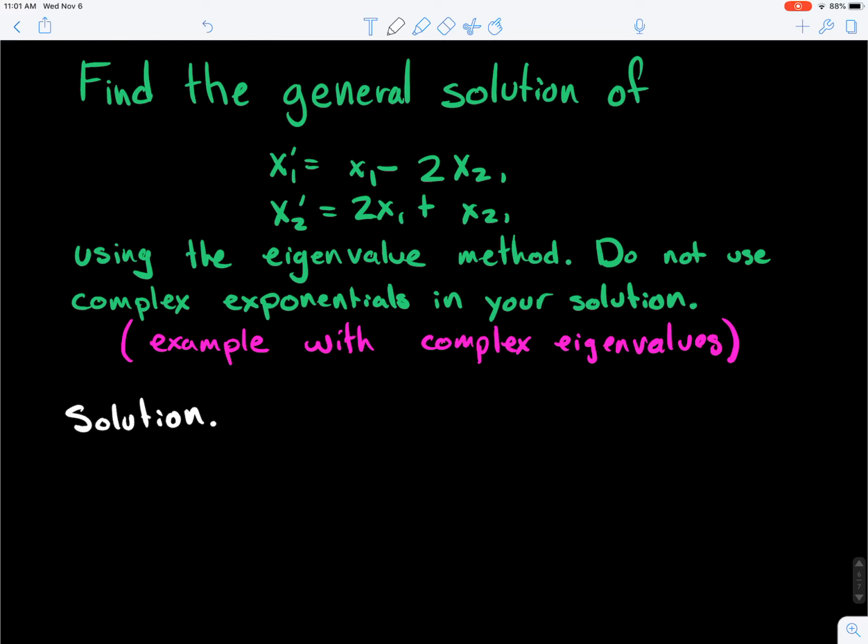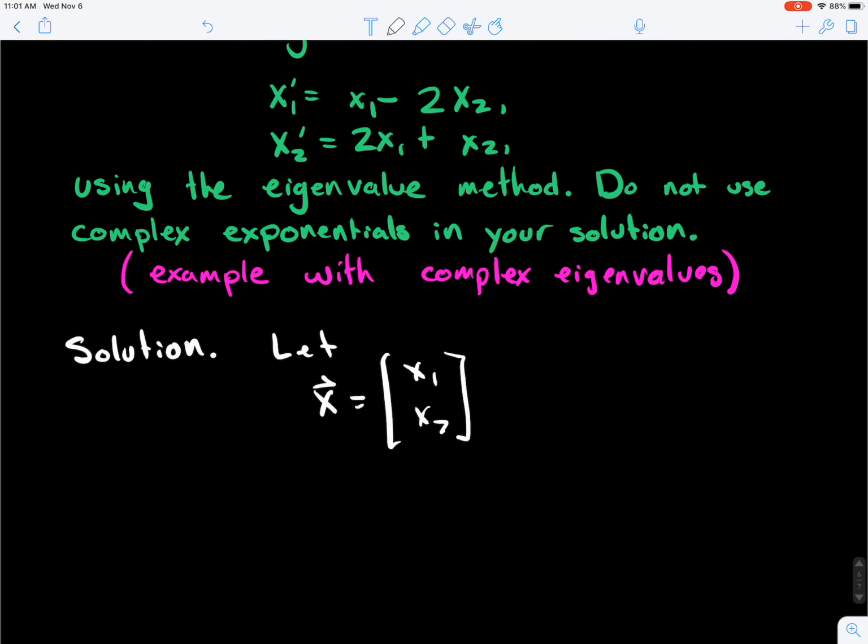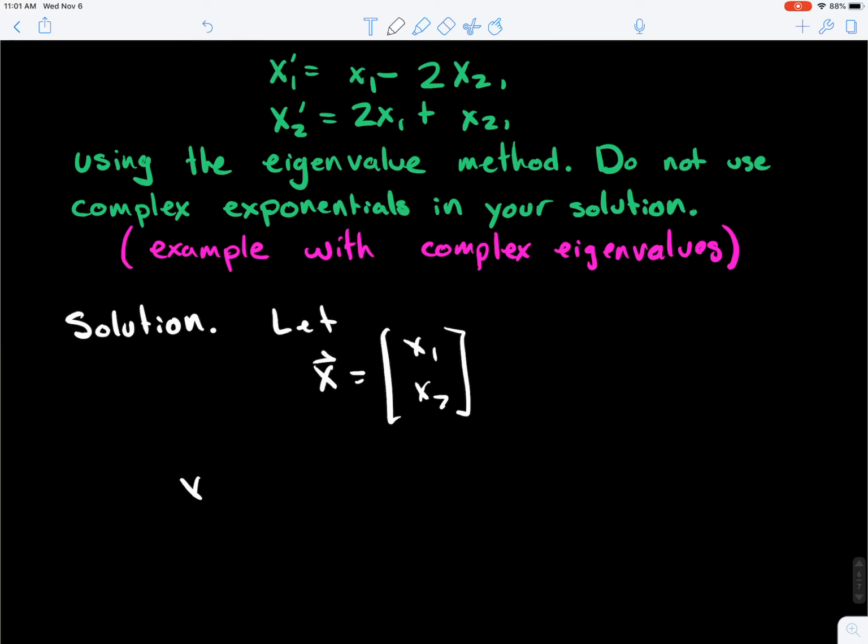Today we're going to be solving another system of ODEs, but we're going to be using the eigenvalue method, and we're using an example that has complex eigenvalues. So as always in these types of problems, we're going to let x be the vector with component entries x1 and x2. Then the derivative of this is the derivative of each one of these. And what we're doing here is we're just rewriting the system of ODEs in vector notation.